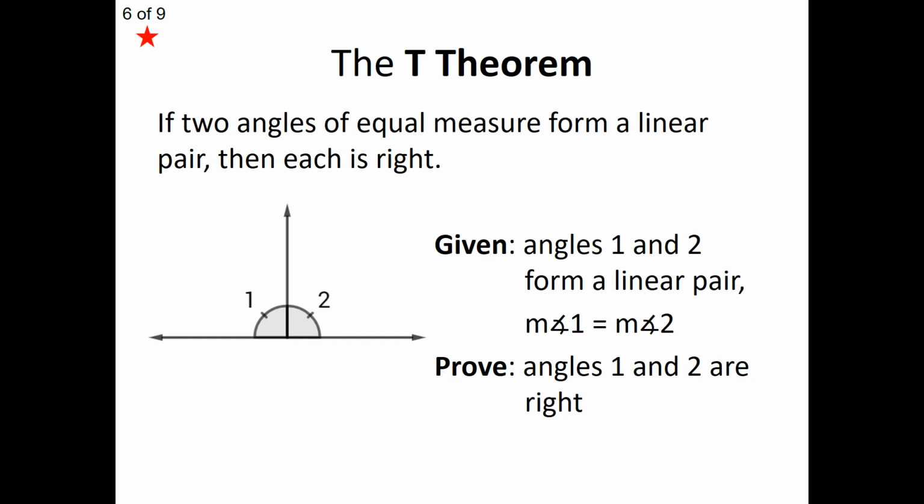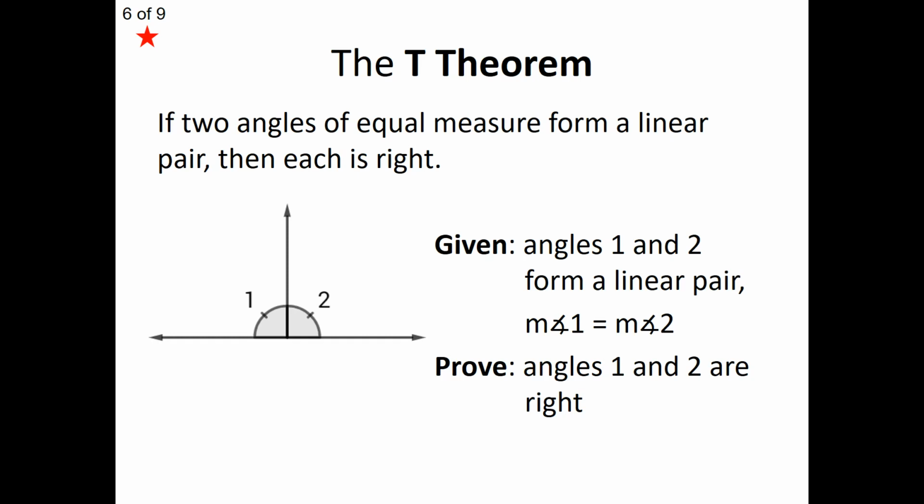So in our given statement, I'm saying that angles 1 and 2 form a linear pair, and they're equal in measure to each other. We're going to prove that angles 1 and 2 are right. Now, here's what's going to be beautiful about this proof. We just proved the linear pairs theorem. What that means is the linear pairs theorem is now a tool that we can use. Whenever we encounter a linear pair, we can point at it and call it supplementary.